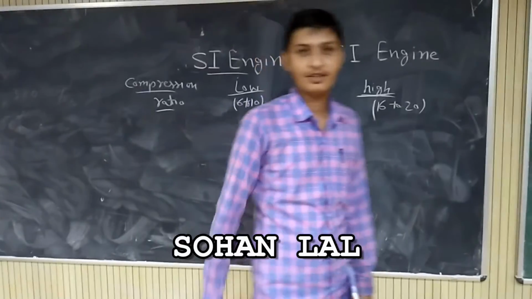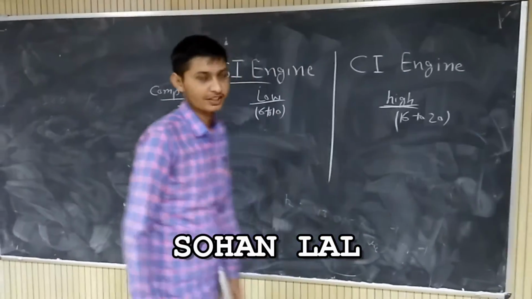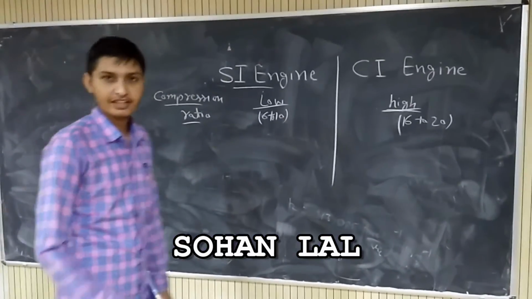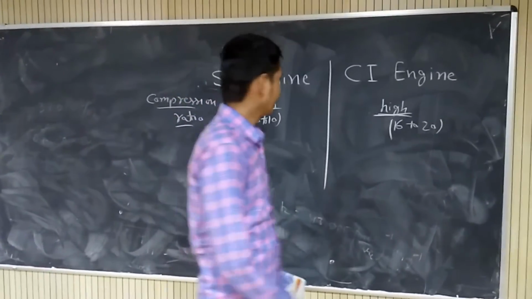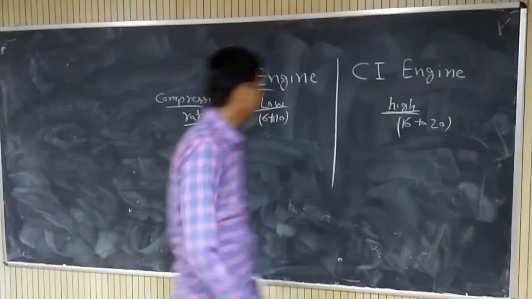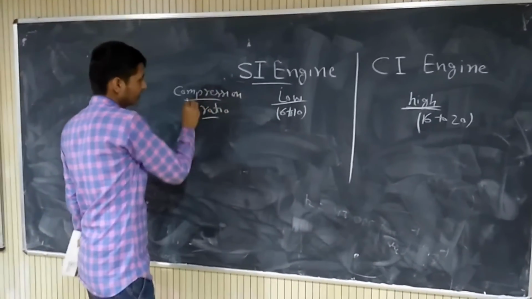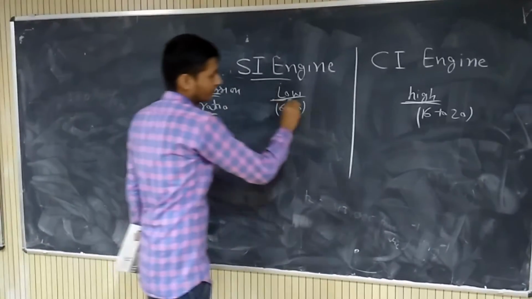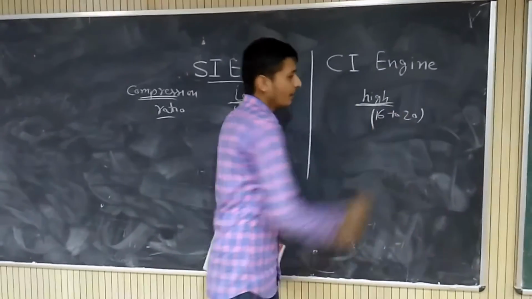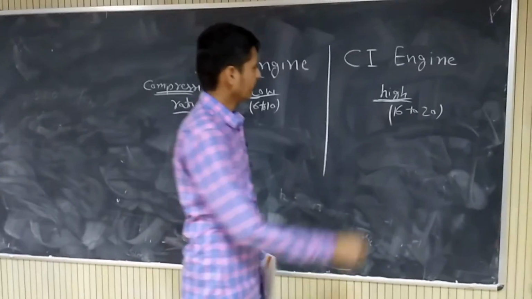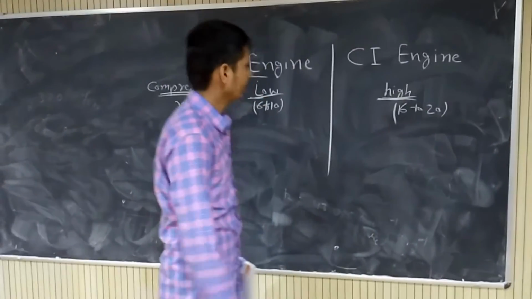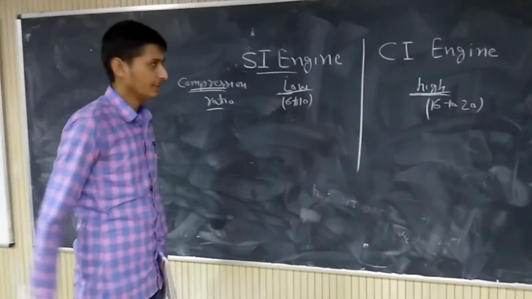Everyone, I am Sonlal. Today we are discussing a new technology, gasoline direct injection. Before starting this technology, I will give you a basic idea about the SI engine and the CI engine. In the SI engine, the compression ratio is low, but in the CI engine, the compression ratio is high. I will tell you why the compression ratio is high in the CI engine and low in the SI engine.